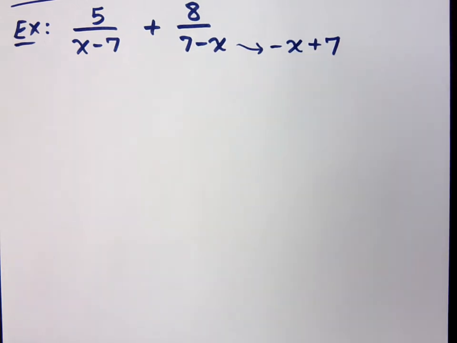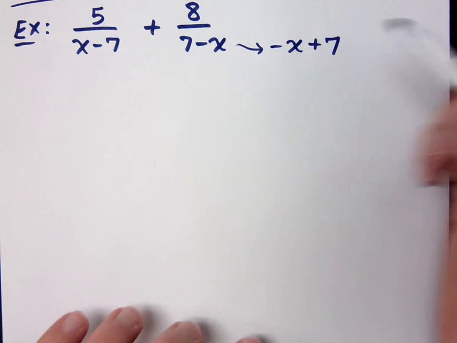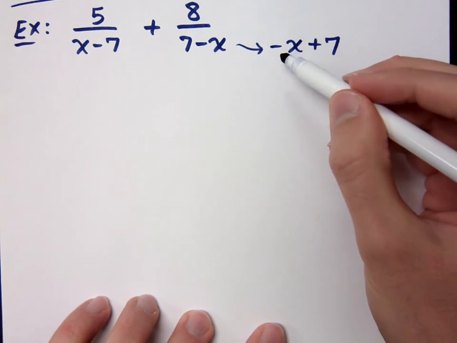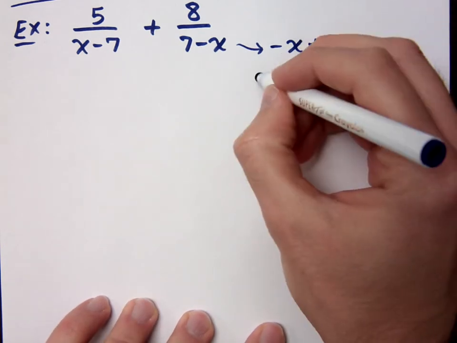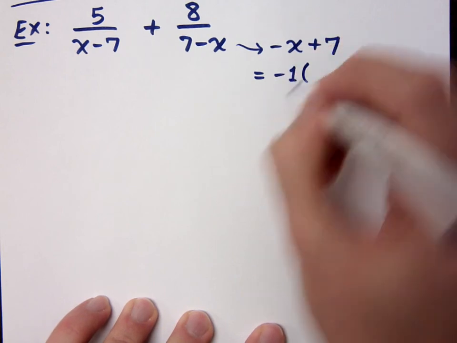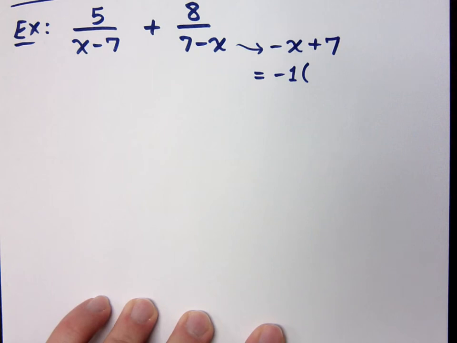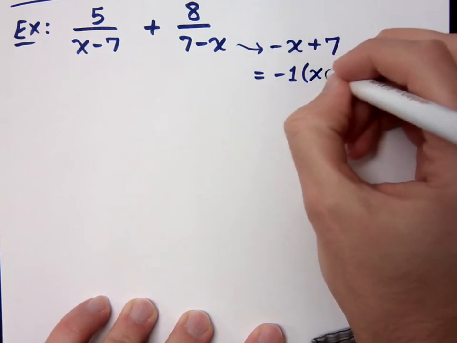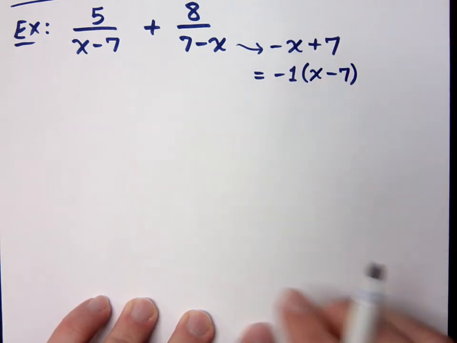Now, if you know me and you know how particular I am about things, you know that I don't like to lead off with a negative, do I? So what we would do, especially if we were factoring, like we just had that test where we're factoring, I would factor out the negative 1, and then I would have x minus 7.